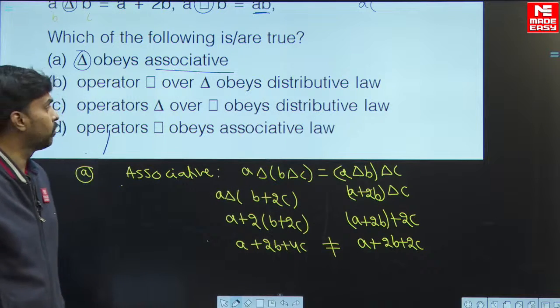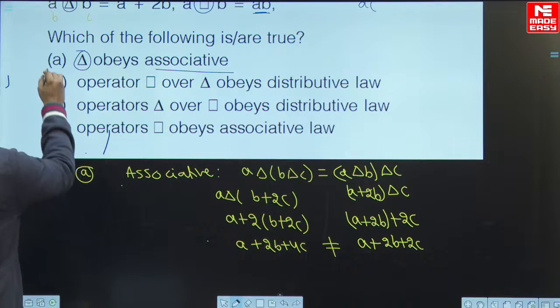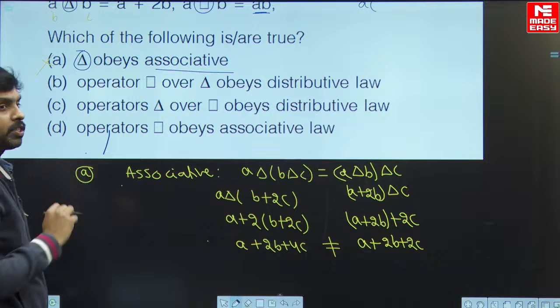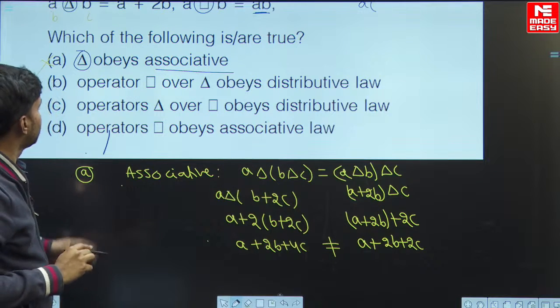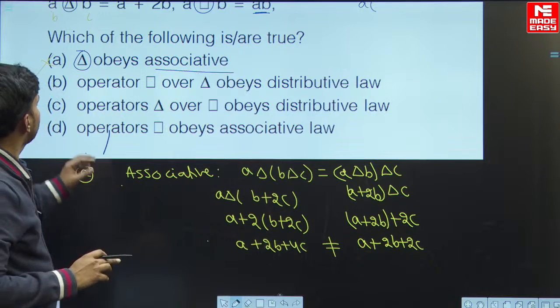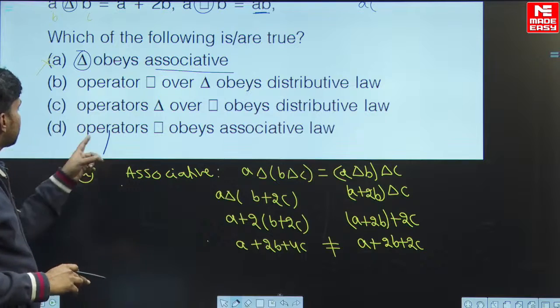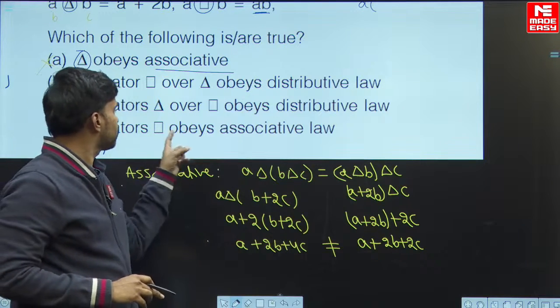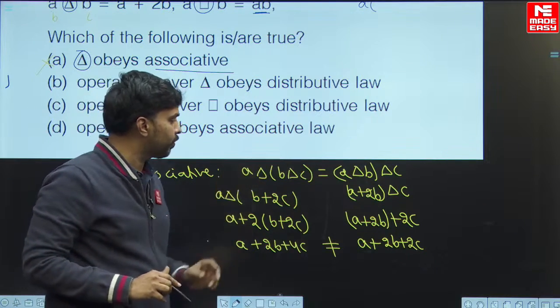They are not equal. So that means here it is not associative. So therefore it is wrong. It is false. So associative is false here. Now we have to check whether this operator, the square one, obeys the associative law.